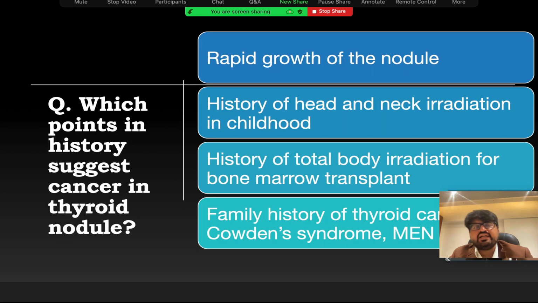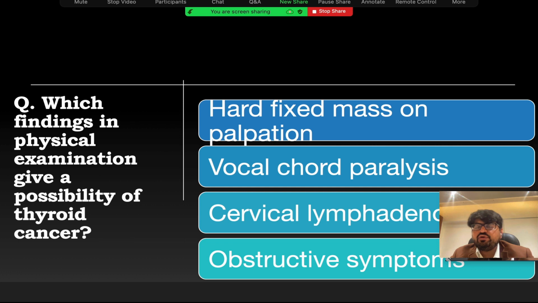However, if you do a clinical examination, what points would suggest more likelihood of malignancy? As said, rapid growth of the nodule. If you have a history of a rapidly growing nodule, a history of head and neck irradiation, a patient receiving total body irradiation after a bone marrow transplant, or a family history of thyroid cancers like MEN2, Cowden syndrome, and so on. If you have this history, you should really be looking out for it.